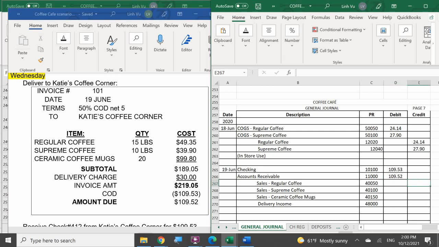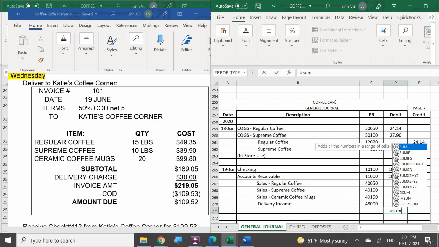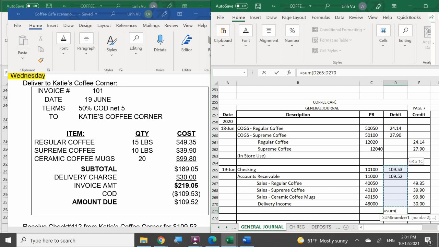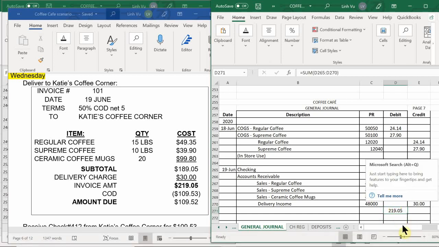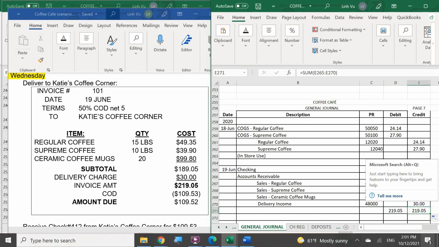How much total coffee did I sell to her, like with regular coffee? 49.35. Supreme coffee, 39.90. And the ceramic coffee mugs, 99.80. And then 99 cents. Yeah, we charge Katie for delivery. That's all. So here I have 219.05 on the left, 219.05 on the right. So in this case, we match, right?